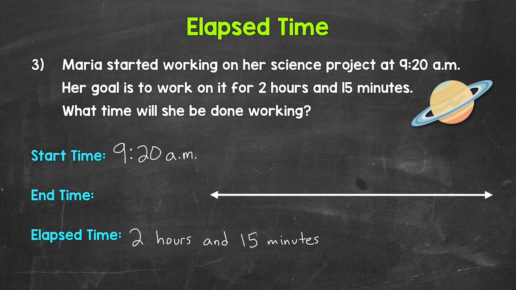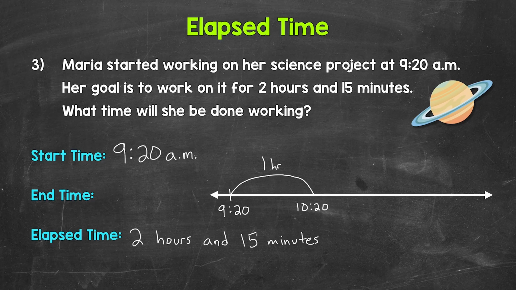Let's go over to the number line and put our start time on our number line. Remember, the start time goes on the left side. Again, the start time here is 9:20 a.m. Now we need to work from that start time to find the end time. We're going to start by making 1 hour jumps, and then we will go through the minutes. So we'll start by making a 1 hour jump from 9:20. That brings us to 10:20.